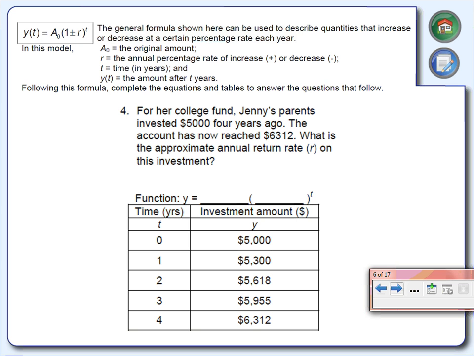All right, I asked you guys to give me the equations. The first thing I need is the A naught over here, the first number. What is the initial amount that she invested? 5,000. So the very first number you should have is 5,000. Now we're looking for the missing number right here. Well, how are we going to find that missing number? We talked about this on Friday. How can I find it?